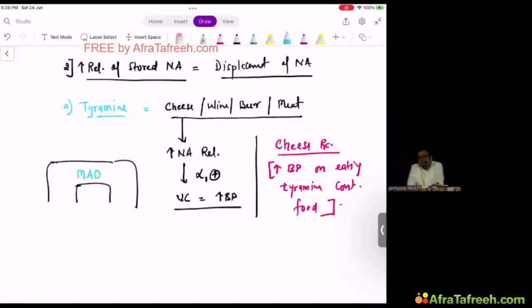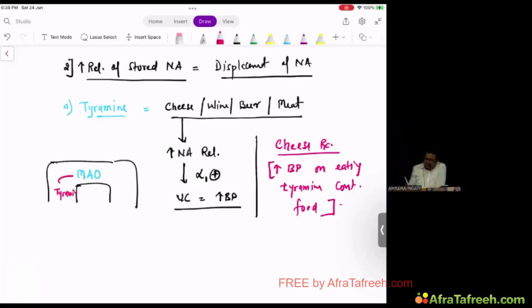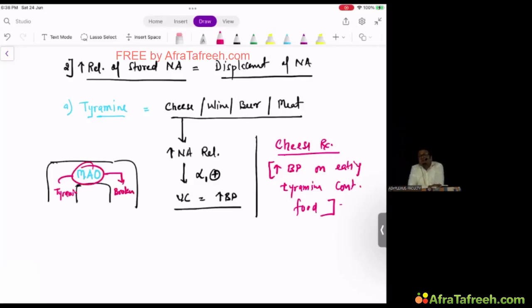MAO enzyme. Full form is monoamine oxidase. So this enzyme oxidizes what? Amines. So whatever amine is present in your food is oxidized, broken. So tyramine, which is present in cheese, is broken by which enzyme? MAO. So you eat cheese, cheese has tyramine, but tyramine in cheese is broken by MAO. So nothing happens. You can eat cheese.